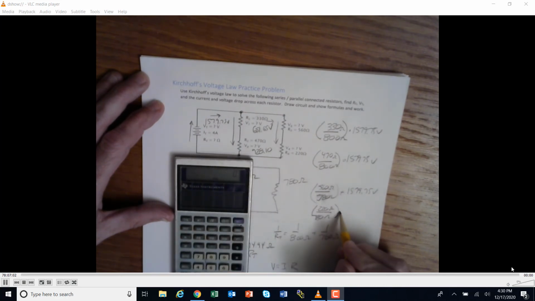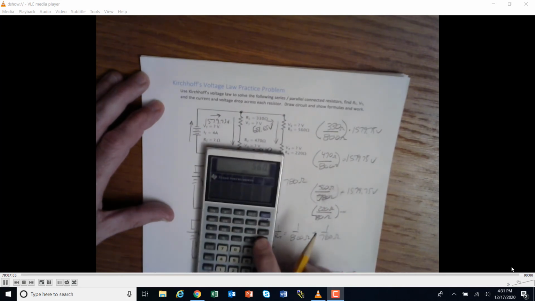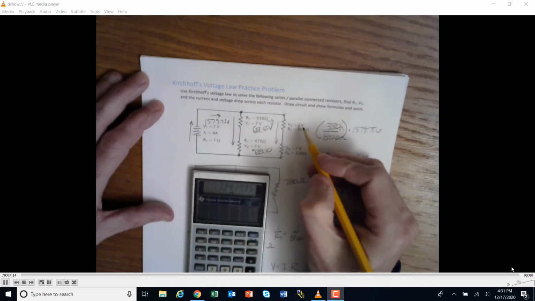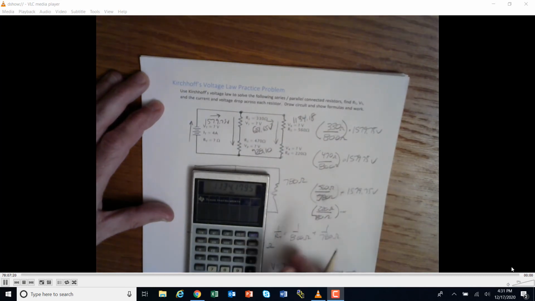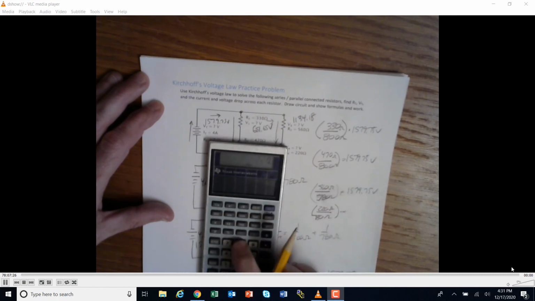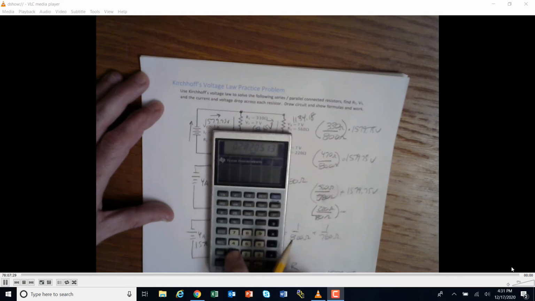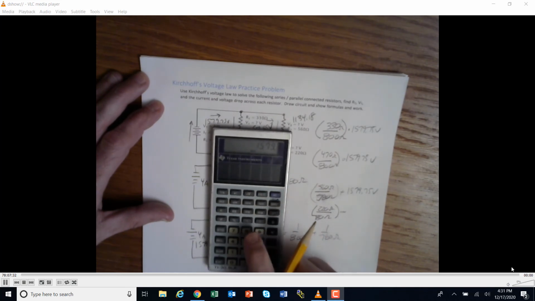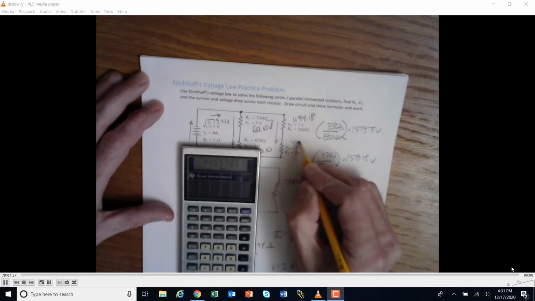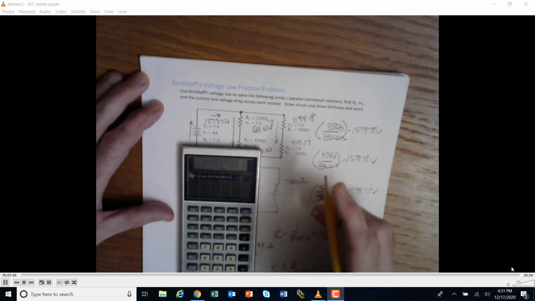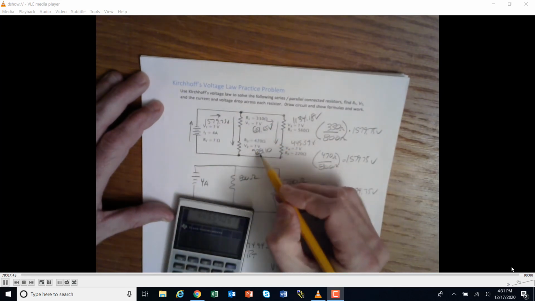So if I go ahead and multiply those out, 560 divided by 780 equals times 1579.75. And I get the voltage drop here of 1134.18. And if I do it right here, 220 divided by 780. And then I'm going to multiply that by 1579.75. And this is going to give me a voltage drop here of 445.57 volts, okay? And so here's my voltage drops through each one of these.